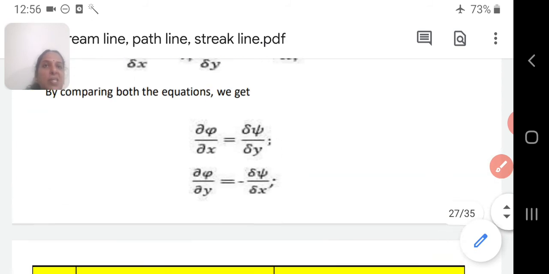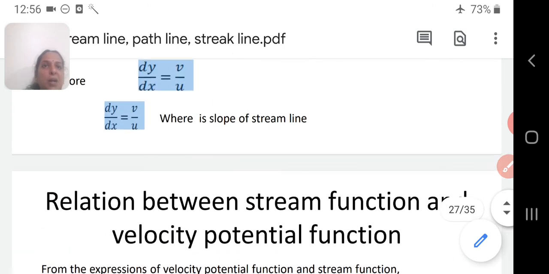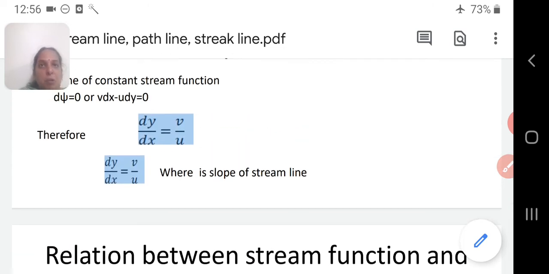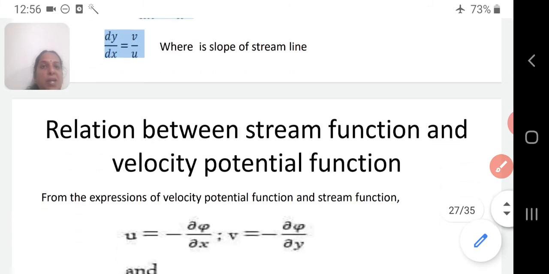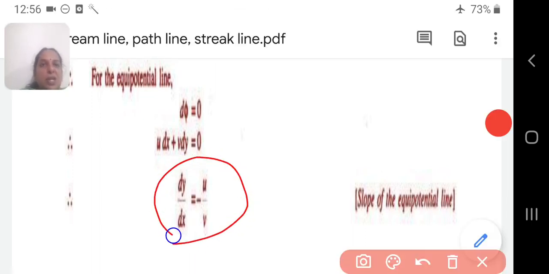In the previous case of the streamline, the slope of the streamline is given by v/u. It is not u/v, it is v/u, and this is the equation giving the slope of the streamline, that is dy/dx is equal to v/u. That is in positive. But in the case of the equipotential line, dy/dx is not in the corresponding direction of the velocity, it is the opposite direction. So it is minus. This is the slope of the equipotential line. You will be able to find the slope of the equipotential line if you know the velocities u and v.